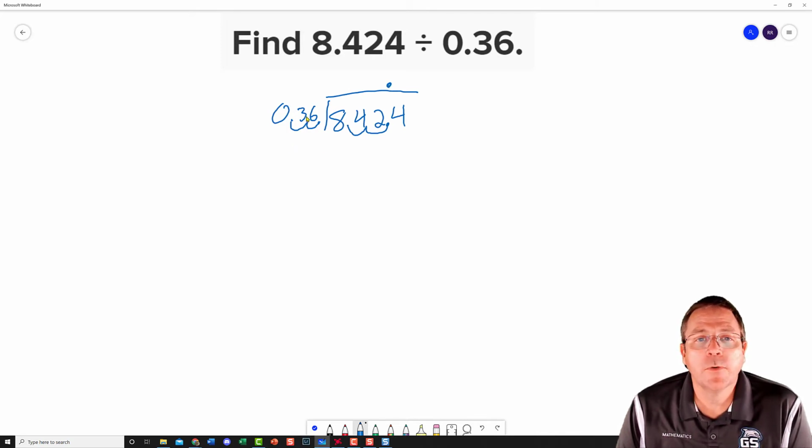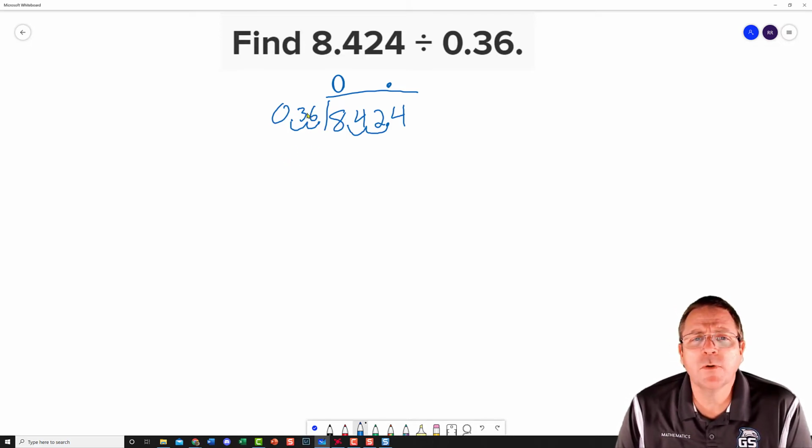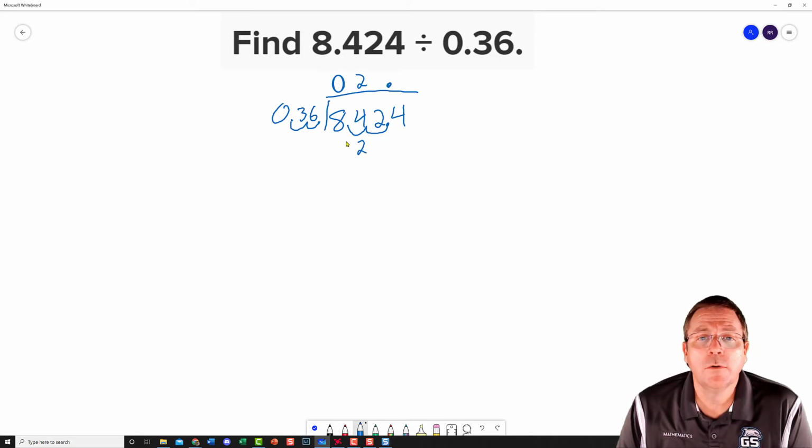Next, I'm going to take my 36. 36 goes into 8. How many times? 0. 36 goes into 84. Yeah, but how many? Well, let's break this down. I'm going to say 36 is close to 40, and 40 goes into 82 times. So let's do 2. 2 times 6 is going to be 12. 2 times 3 is going to be 6, plus the 1 from the 12 is going to be 7. And when you subtract that out, we get 12 left over.